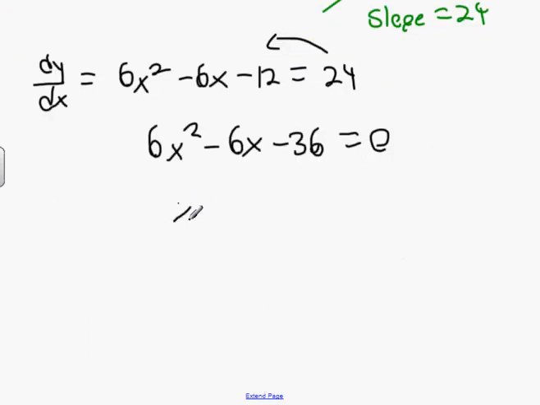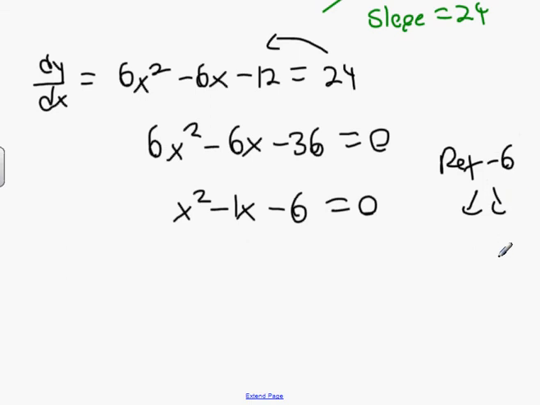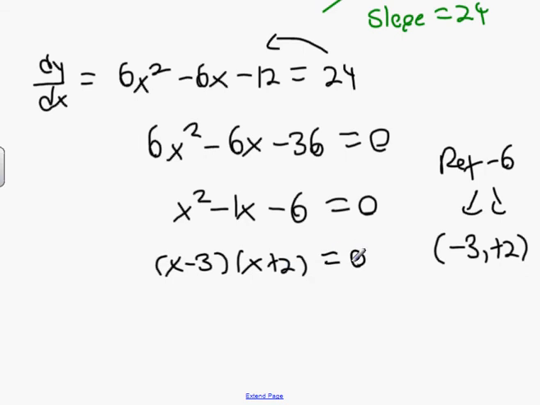After that, divided by 6. After that, reference number is minus 6. And what does that give you? Minus 3 plus 2. x minus 3, x plus 2 equals 0. What are our two answers? x equals 3, x equals minus 2.